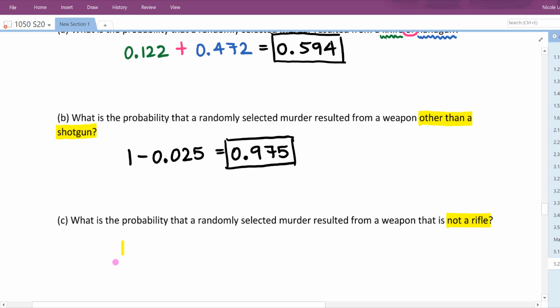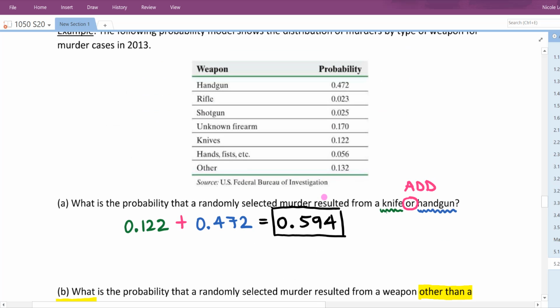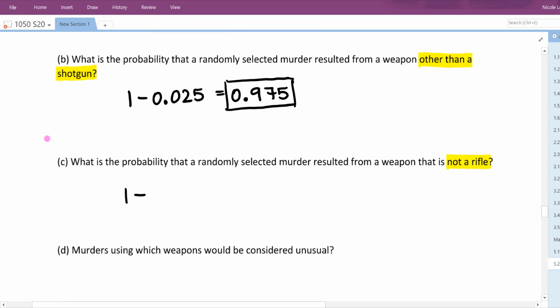We'd start off with 1. That represents the whole, 100%. Minus, again, just take out what we don't want. So we don't want a rifle. Looking at our table, the probability for rifle is 0.023. So that's the one that we should take out, since that's the one that we don't want.